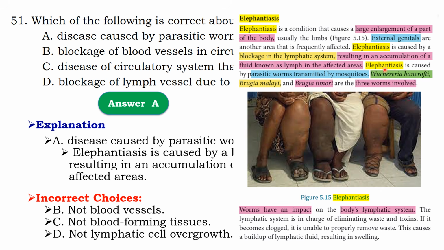So elephantiasis is caused by a parasitic worm transmitted by mosquito. Wuchereria bancrofti, Brugia malayi, and Brugia timori are the three worms involved in elephantiasis. So the answer should be A.